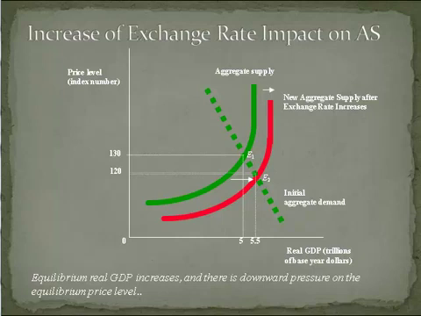A higher price dollar, through its effect on aggregate demand, is a contractionary influence on the economy. But through its effects on aggregate supply, the higher price dollar is an expansionary influence on the economy because it lowers the prices of imported inputs. Depending on whether the demand side or supply side effects are stronger, a higher price dollar can either increase or decrease equilibrium real GDP.